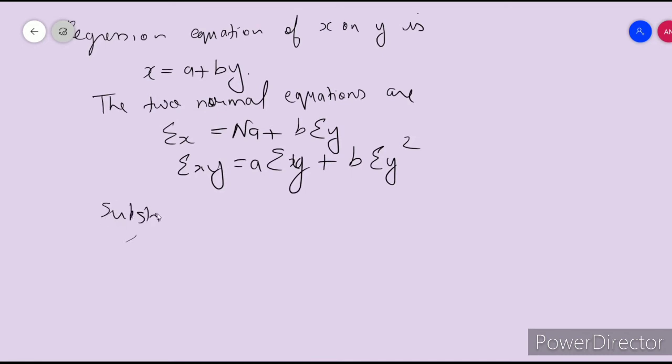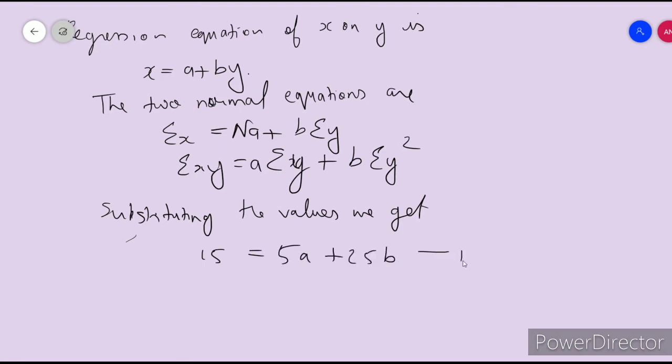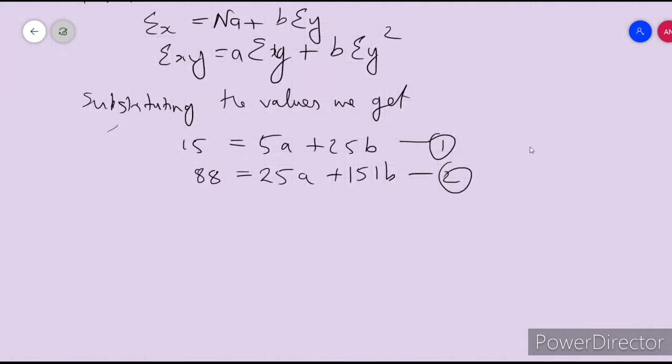So substituting the values, we get 15 equal to 5a plus 25b, call that equation 1. Then summation xy is 88, equal to 25a plus 151b, call that equation 2. So now we're dealing with simultaneous equations.